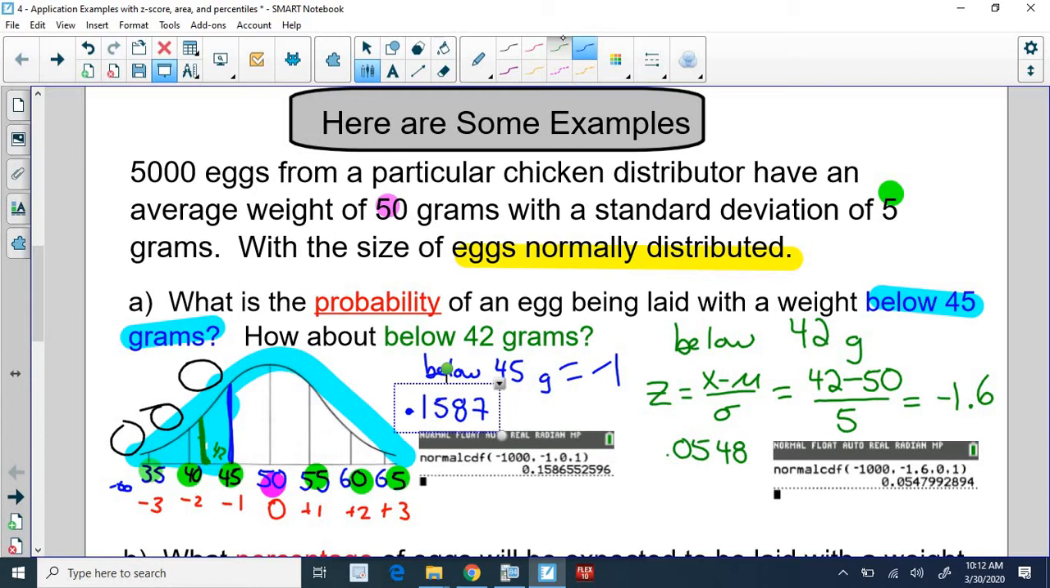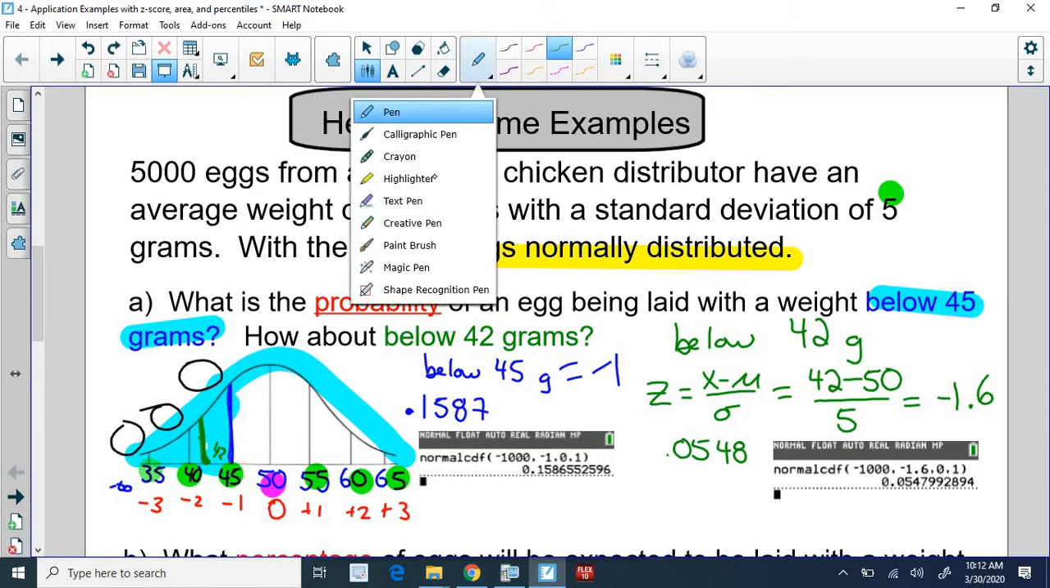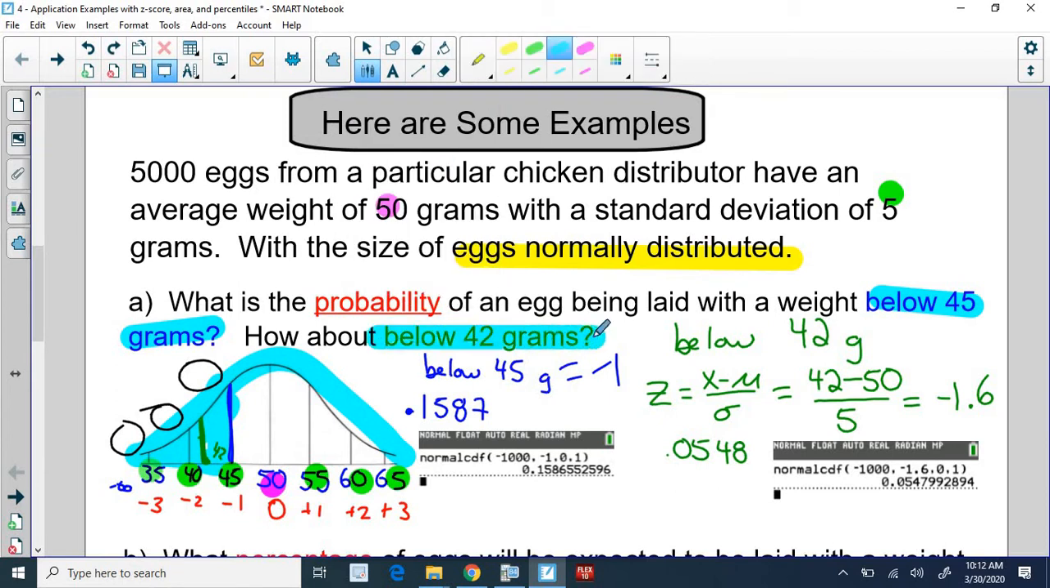What about this next question right here, where I have something below 42 grams? Well, 42 grams, unlike 45, is not a whole standard deviation, and that's going to make it a z-score. So I come over here to 42, and it's going to be slightly smaller than the one we found earlier. So what I do is I take 42. 42 is the x element in the z-score. I subtract off the mean, which is 50, and then I divide by the standard deviation, which is 5, and that comes out to -1.6.